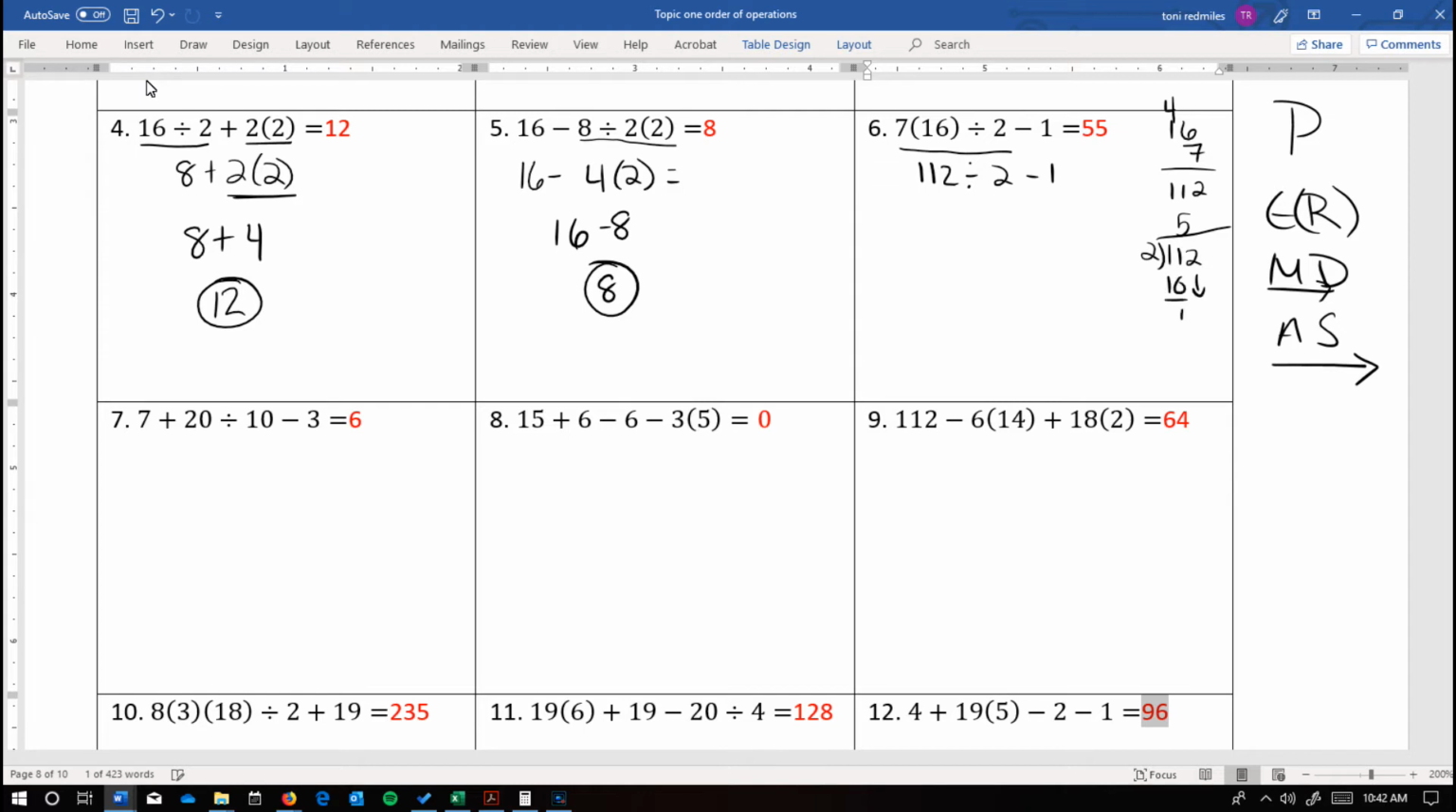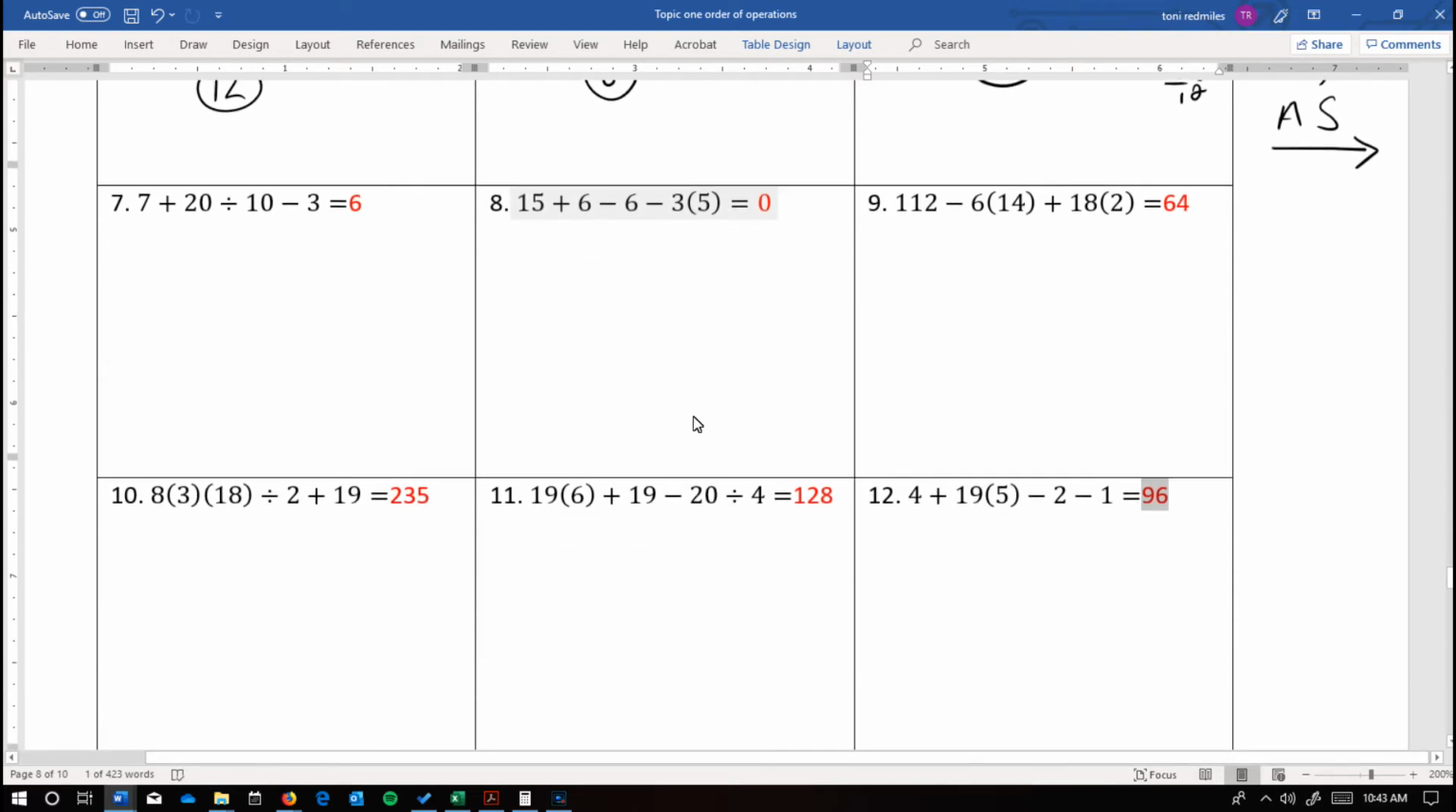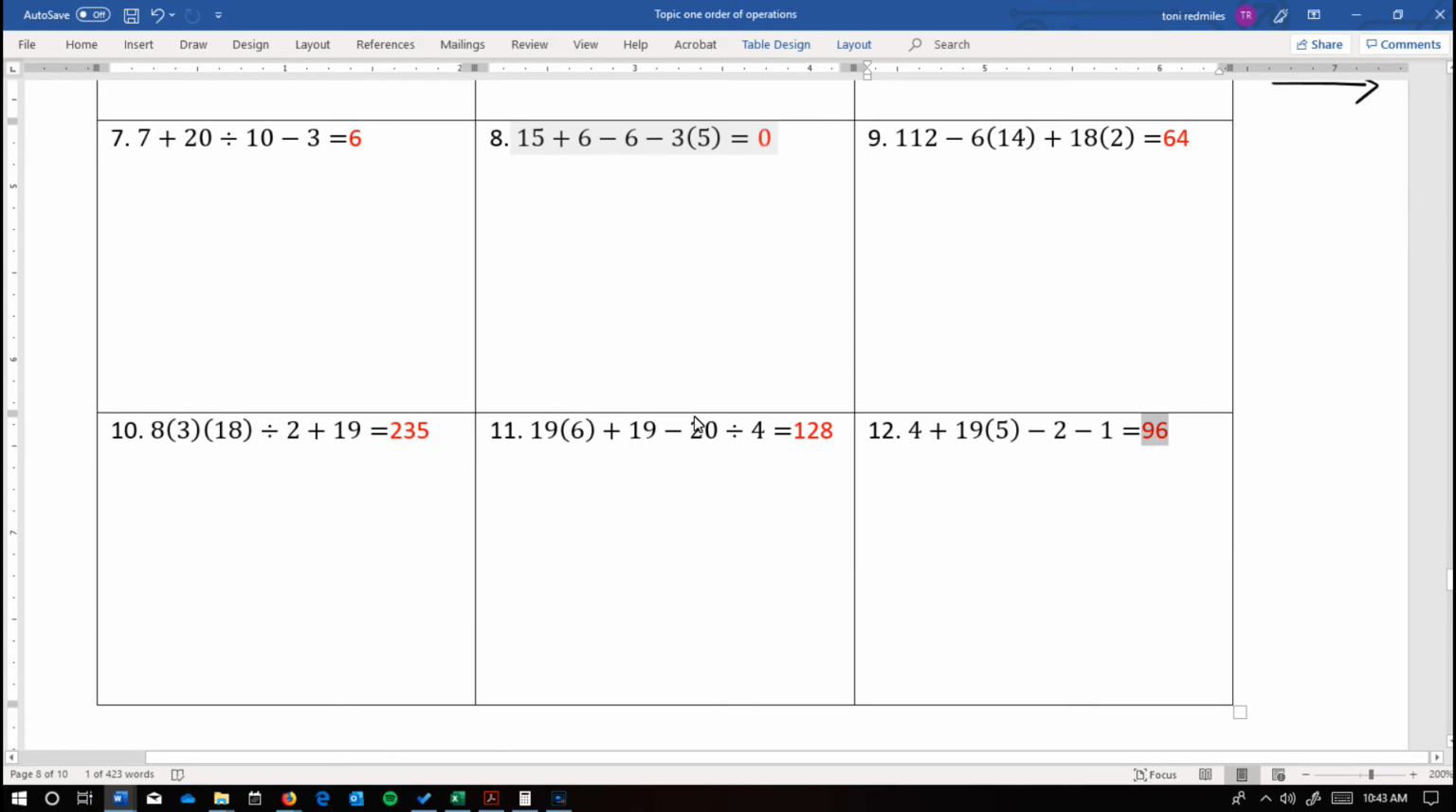I'm going to get 56. Now I can do what's left, which is the subtraction, and my answer is 55. All right, let's do the next three. We are about halfway done now.